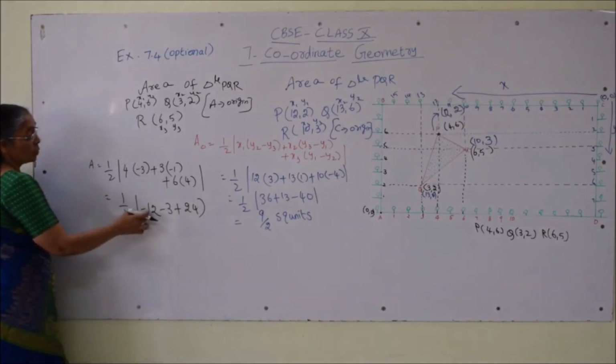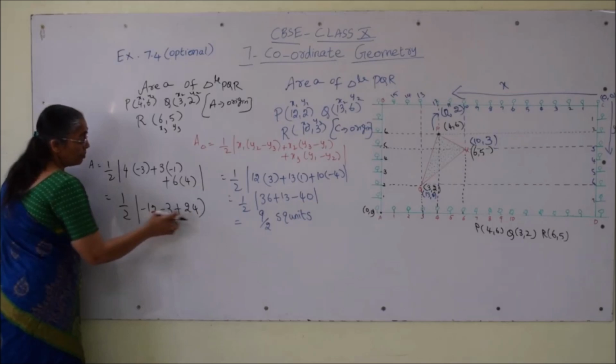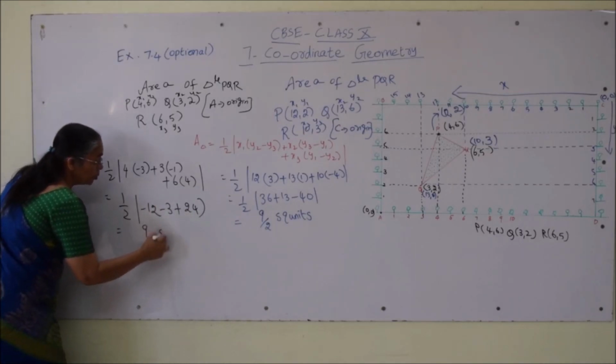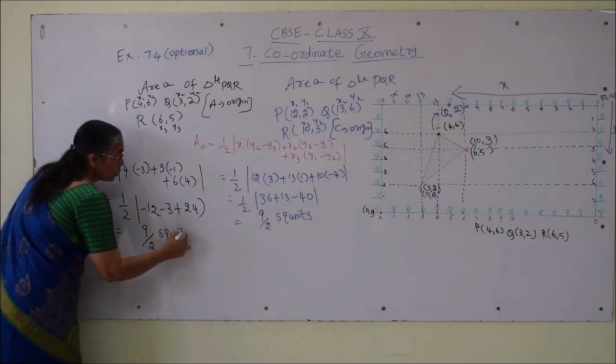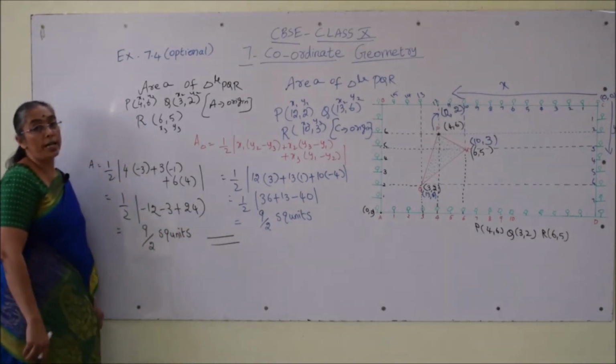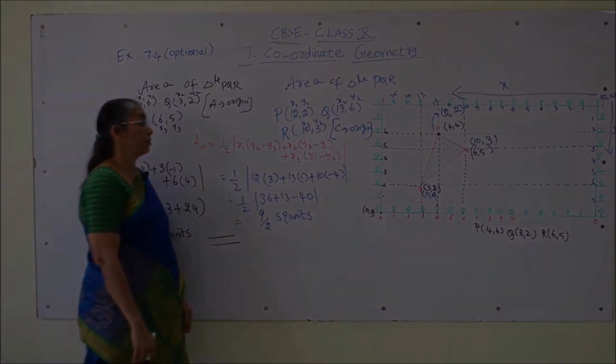So minus 12 minus 3 is nothing but minus 15. 24 minus 15 is nothing but 9. So 9 by 2 square units. So what do you observe? In both the cases the area of triangle is equal.